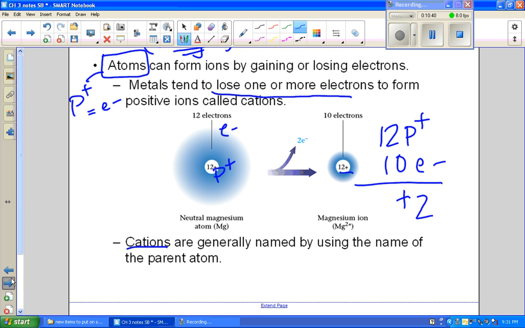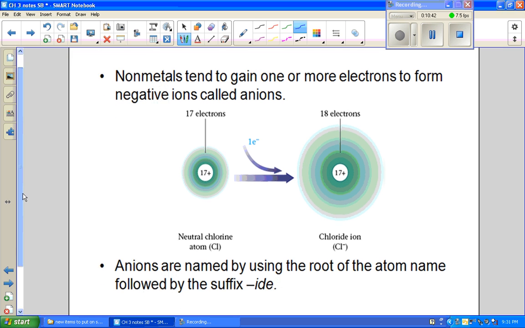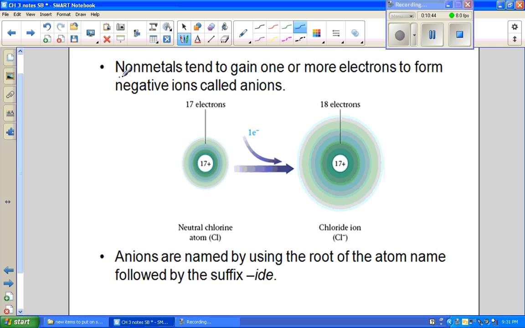Now, if I go in the other direction and add an electron like the nonmetals want to do, and remember nonmetals are on the right-hand side of the periodic chart, they tend to gain 1 or more electrons. So here again, if I take a look at chlorine, I have 17 protons and I have 17 electrons. Well, that better be the same if I have a neutral substance.